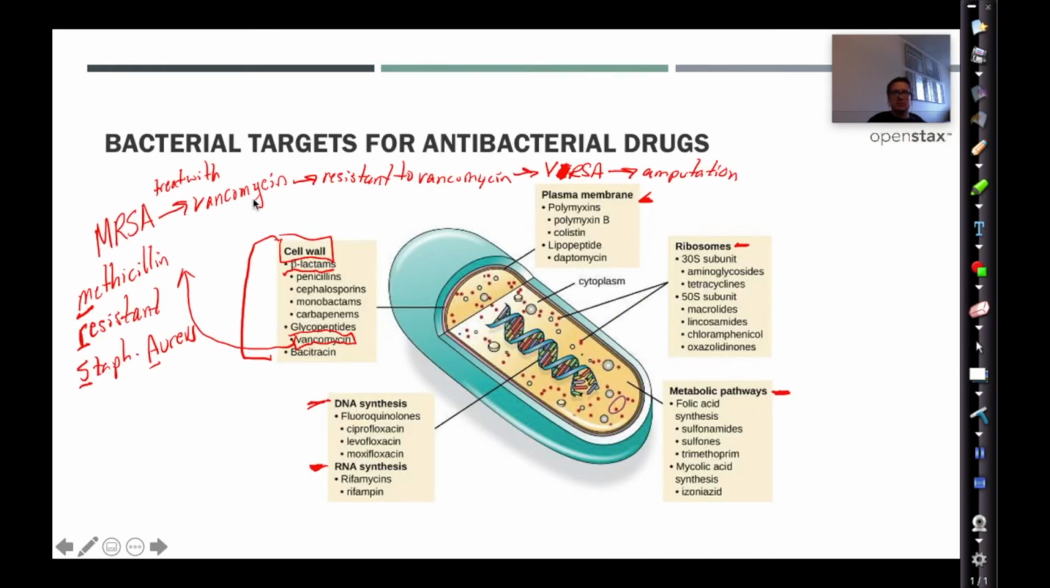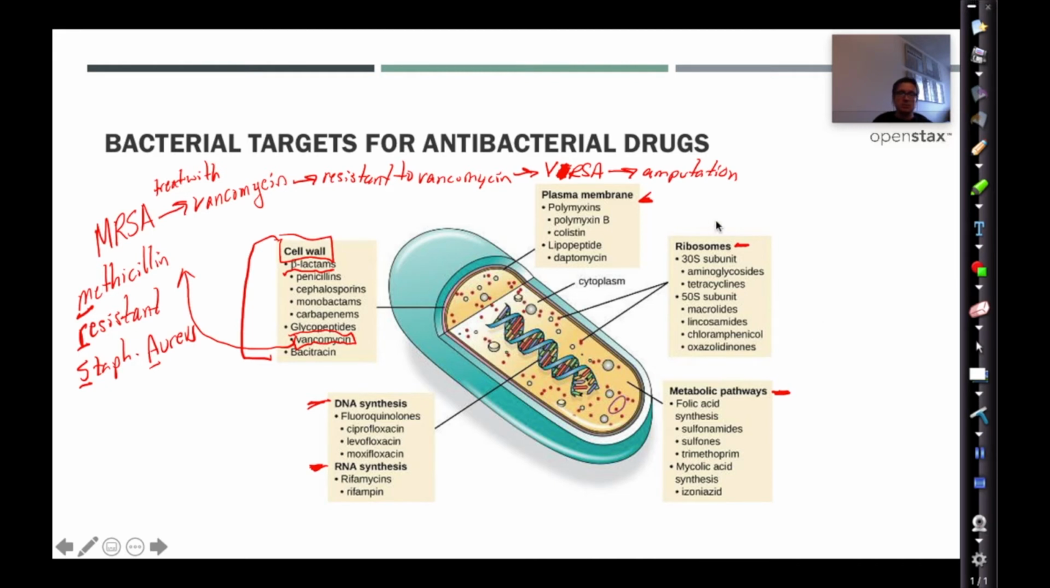So, bacterial targets for antibacterial drugs. Typically what we see is the beta-lactams target the cell wall. Something like vancomycin also targets the cell wall. Vancomycin is particularly interesting because people who have MRSA, which is methicillin-resistant Staph aureus, you treat them with vancomycin. If they become resistant to the vancomycin, they get VRSA, which is vancomycin-resistant Staphylococcus aureus. Vancomycin is our last go-to resort antibiotic for MRSA, and if you get VRSA, then we have to look at, can we amputate that particular region that has the infection in it before it spreads to the rest of the body, leading to death typically.